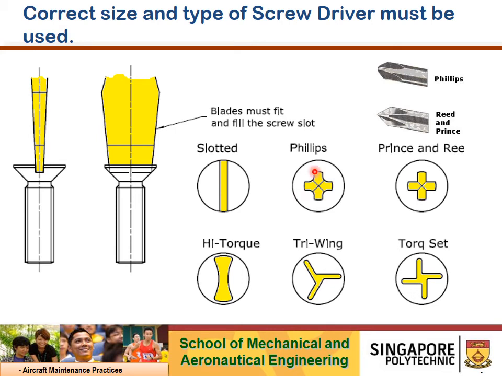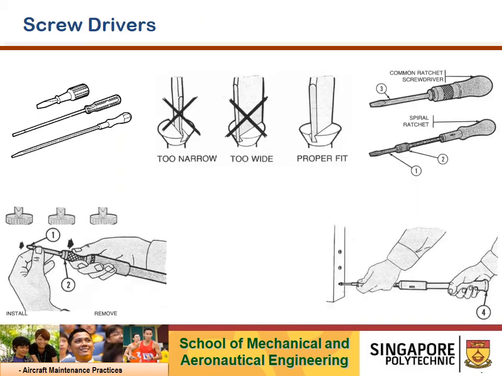Correct size and type of screwdriver must be used to remove any screws. There are 6 types of screw heads: slotted, Phillips, Prince and Ree, high torque, tri-wing, and torque set. Please make sure that you use the correct type of screws. If not, you will actually damage the screw heads. So just take note that the size and type of screwdriver used to remove screws must be well practiced and observed. If not, the tendency of damaging the head will be very high, and that will result in long hours to remove.